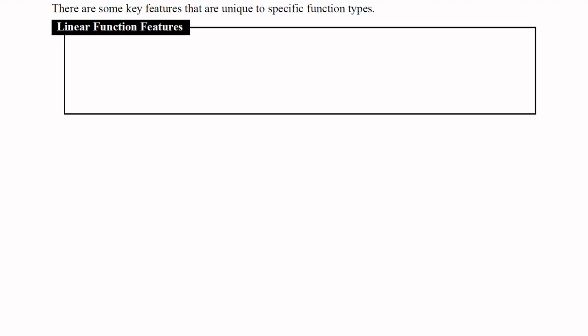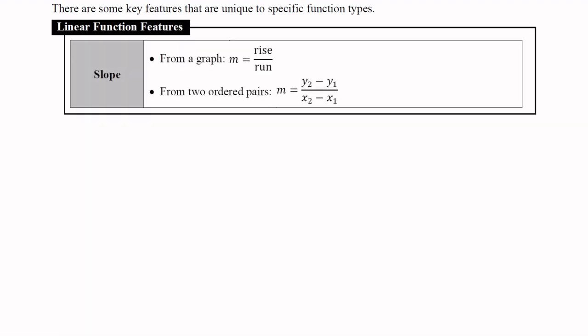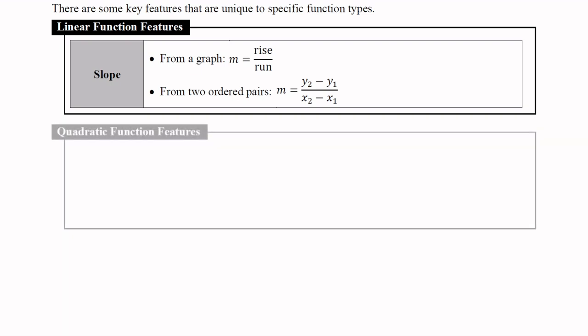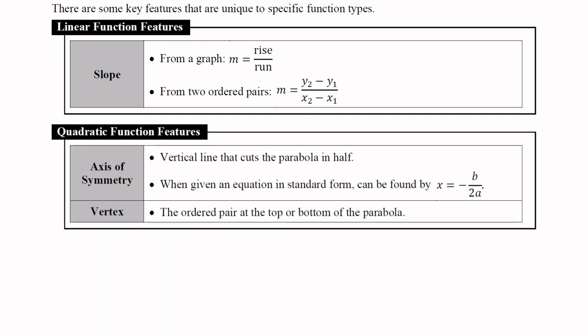There are some key features that are unique to specific function types, so let's go over those. Linear function features include slope. From a graph, you can read slope as rise over run from two ordered pairs, y2 minus y1 over x2 minus x1. For a quadratic function, you have the axis of symmetry, which is the vertical line that cuts the parabola in half. When given an equation in standard form, it can be found by the equation x equals negative b over 2a. The vertex is the ordered pair at the top or the bottom of the parabola.